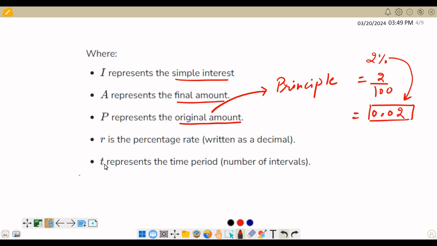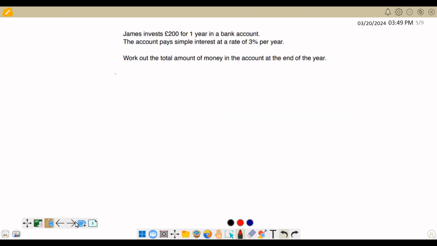Let's have a look at some practice questions. Here we have a question. James invests £200 for 1 year in a bank account. The account pays simple interest at a rate of 3% per year. Work out the total amount of money in the account at the end of the year. How are we going to find it? First, calculate I, which equals PRT.